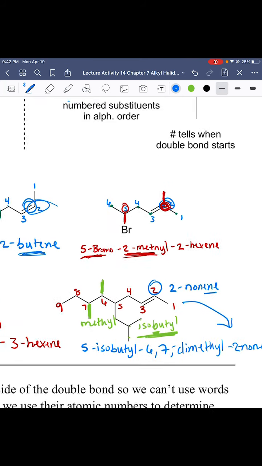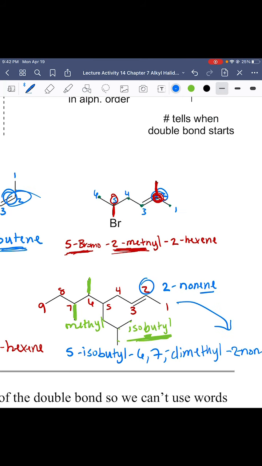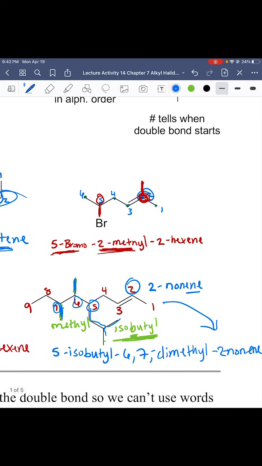I hope you can see this. It's a 5 isobutyl because it's on our 5 carbon. And then we have 6, 7 dimethyl, di because we have 2. 1, 2. And it's on our 6 carbon and our 7 carbon. And we have 2 nonene, 2 because our double bond starts on our 2 carbon. Nonene, we have a 9 carbon parent chain.